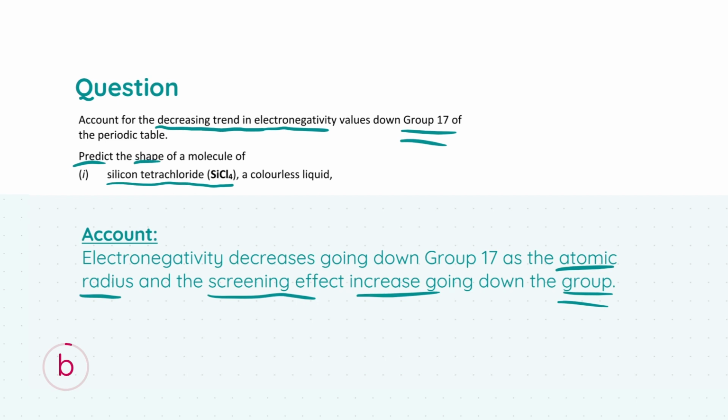Because as we get bigger and bigger atoms, there's going to be more and more screening. This overall also contributes to the fact that there's a decrease in electronegativity going down group 17.